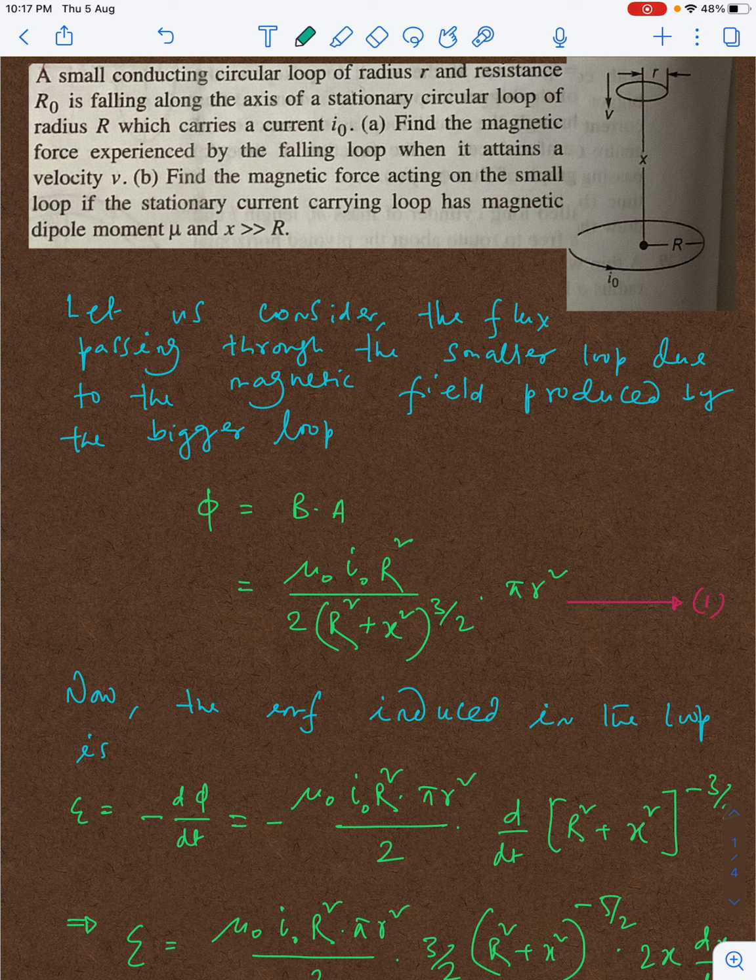Now there can be multiple questions in our mind, whether that force will be a constant force, or a variable force, or it may depend on some other factors. So we will answer one by one. And part B: find the magnetic force acting on the smaller loop if the stationary current carrying loop has a magnetic dipole moment mu and x is much greater than capital R.